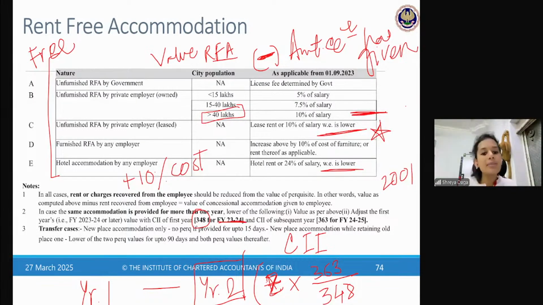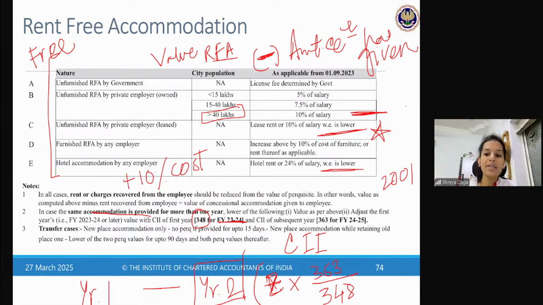So what is this, ma'am? Why all this? If accommodation is used for more than 1 year, lawmakers want you to do an inflationary adjustment to the value that you calculate as per these rules. And that inflationary adjustment is done through CII. You multiply by the cost of inflation index of the subsequent year and divide by the cost of inflation index of the first year, which cannot be before financial year 23-24, because it was in that year that the law came. So financial year 23-24 in the denominator, 348. Financial year 24-25 in the numerator, which is 363.